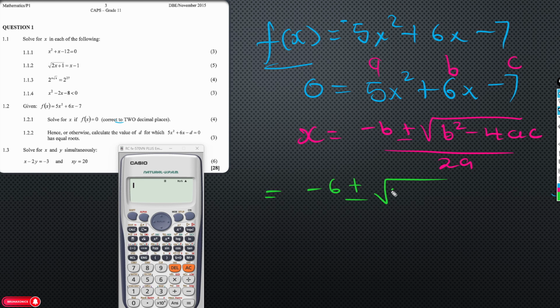remember this is our b squared, and then minus 4, and then what is our a? 5, and then what is our c? Negative 7, and then all over 2 and then a. So this is actually our x value, and we know that this is a plus or minus.